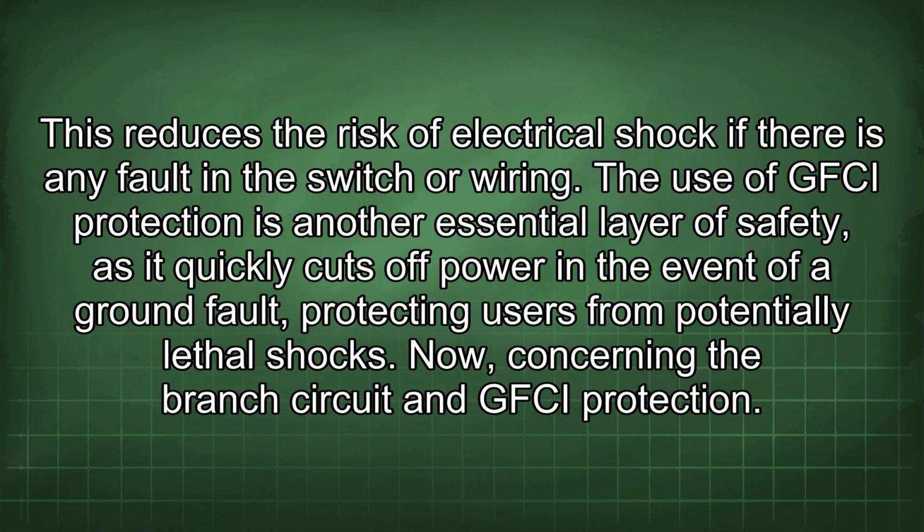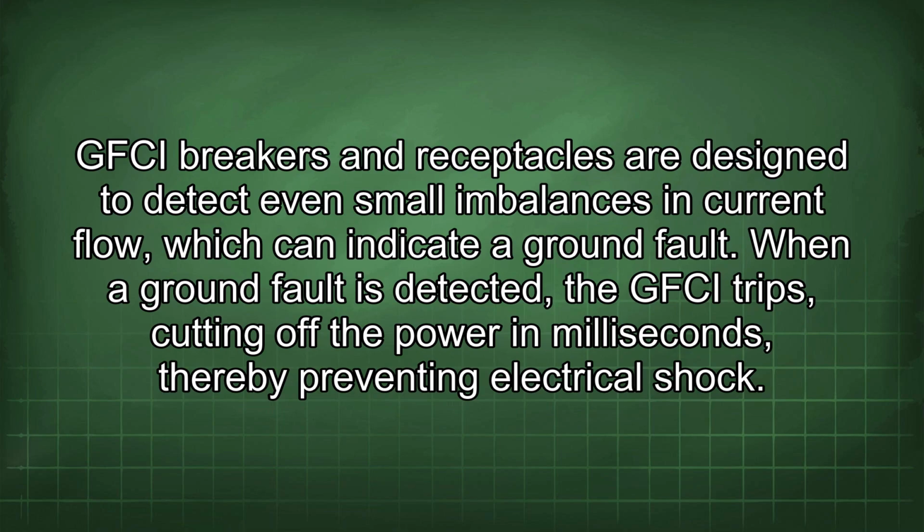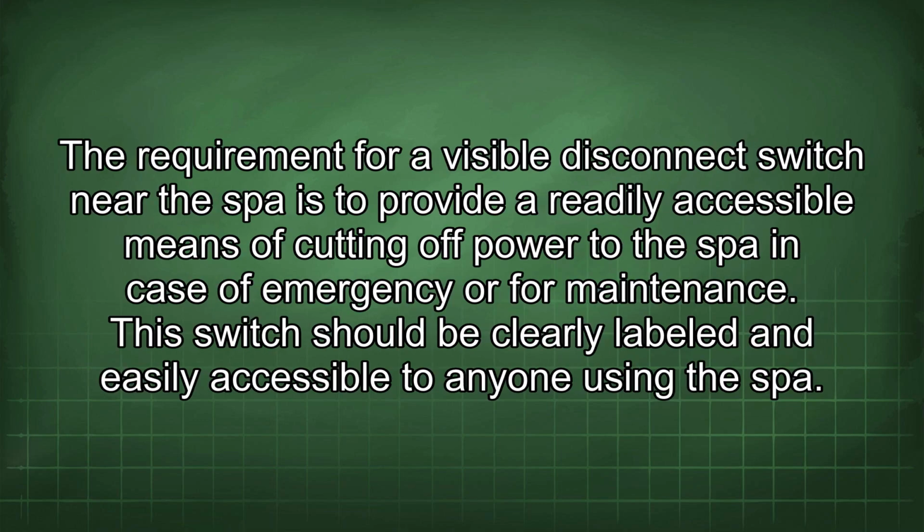Now, concerning the branch circuit and GFCI protection. GFCI breakers and receptacles are designed to detect even small imbalances in current flow, which can indicate a ground fault. When a ground fault is detected, the GFCI trips, cutting off the power in milliseconds, thereby preventing electrical shock. The requirement for a visible disconnect switch near the spa is to provide a readily accessible means of cutting off power to the spa in case of emergency or for maintenance. This switch should be clearly labeled and easily accessible to anyone using the spa.